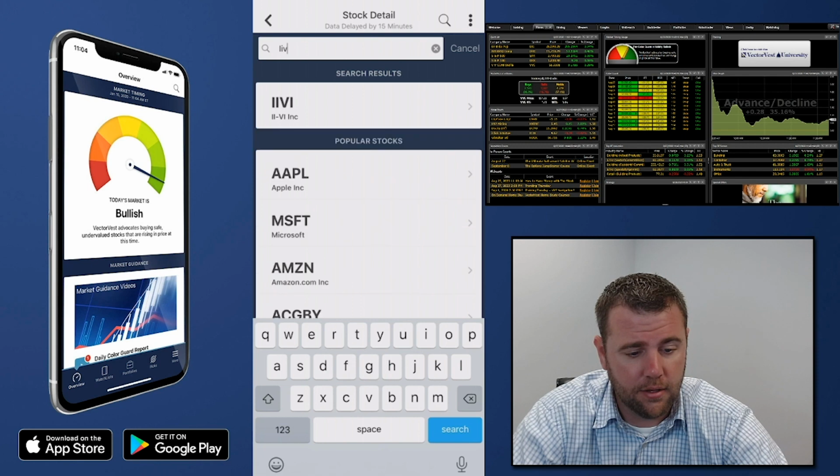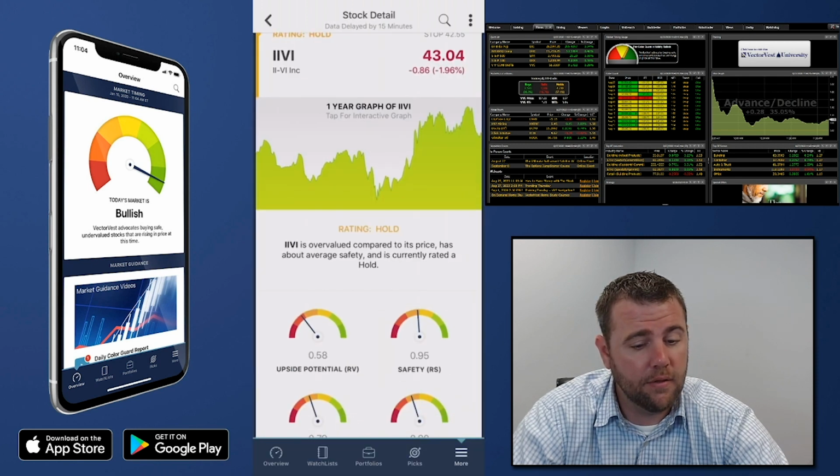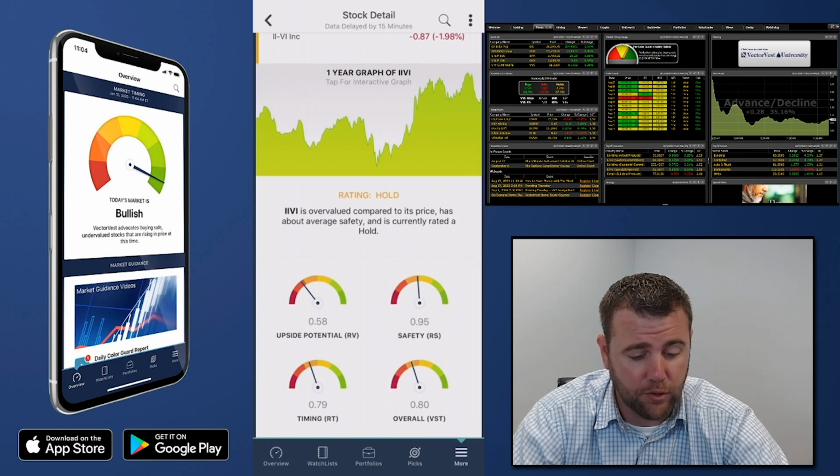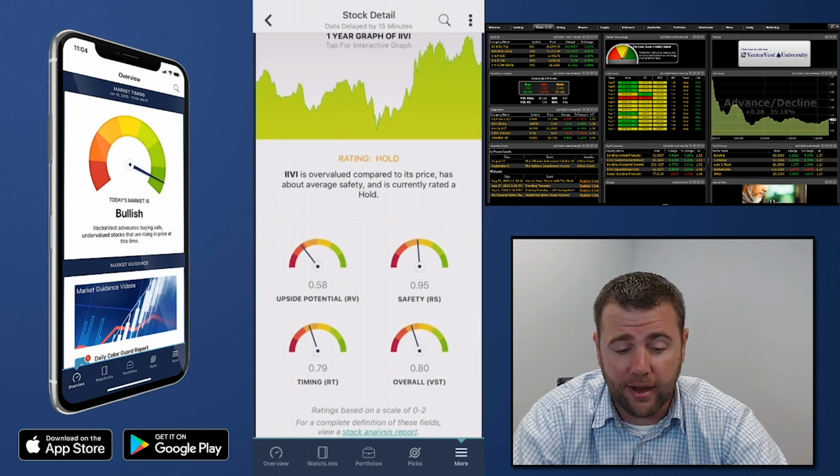IIVI. There we go. So speculative play once again. Poor long-term potential, a lot of risk associated with it. You have a steady decline. The stock is not favorable.